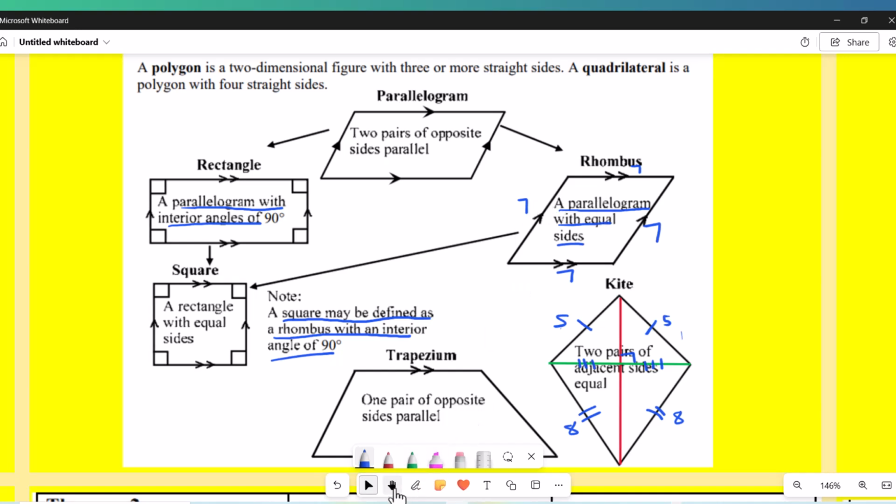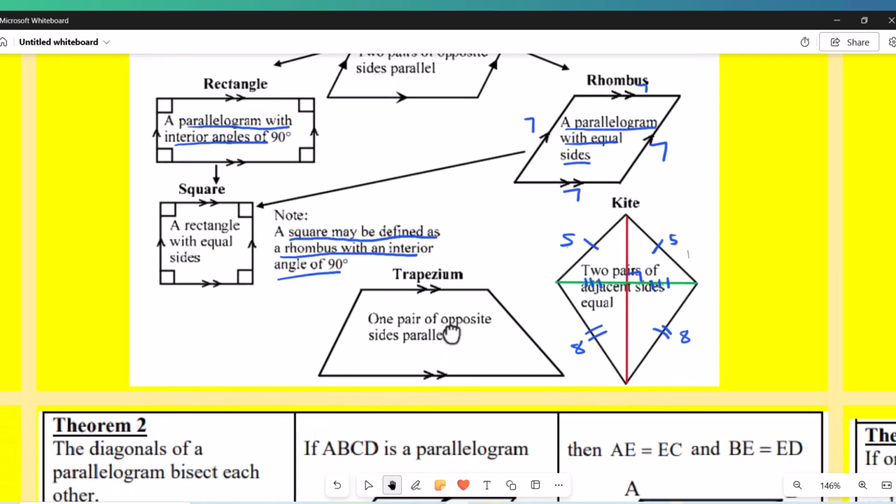What about a trapezium? With the trapezium, we only have one pair of opposite sides parallel. You see, only one pair of opposite sides parallel. That's the difference from other quadrilaterals.